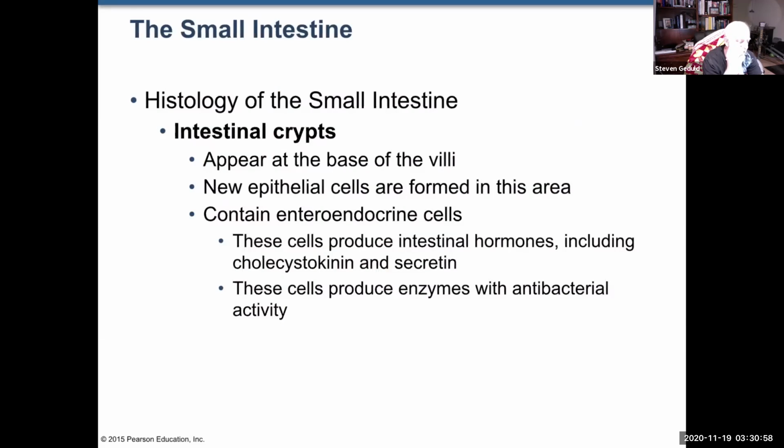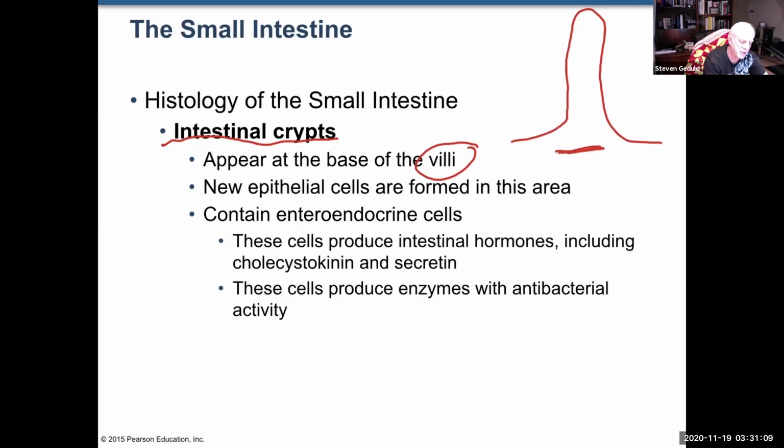Okay, inside the small intestine, you have what's called intestinal crypts. Those are at the base of these villi. As the plica stand up, at the base here are your intestinal crypts. New epithelial cells are formed, just like the gastric pits. These are little depressions, areas where new cells are formed that can come and replace these areas as they're destroyed. They also contain endocrine cells.